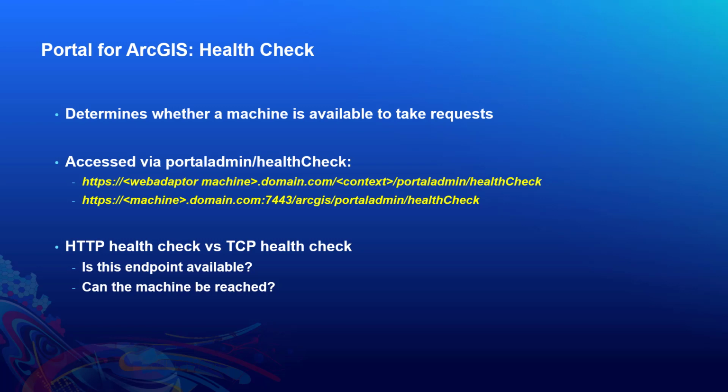And it's important that you configure an HTTP health check, because it's not enough to simply say, can the machine be reached, right? If the health check is just asking, well, can I reach the machine that Portal is installed on? That's not really going to give you the full picture of whether the machine can take requests or not. You want to make sure that the machine is accessible, the Portal for ArcGIS service is running, and you're using the software-based approach to ask Portal, are you healthy and can you take requests?